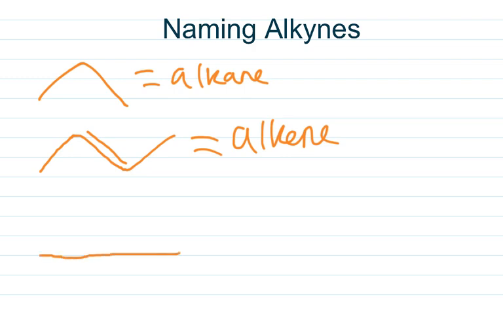So if I were to draw something like this, right, so because we see a triple bond here, you should know that, okay, we're going to be dealing with an alkyne. Okay, so this would be an example of an alkyne. And so the best way to learn naming is just dive into an example. So let's start with a simple example first.